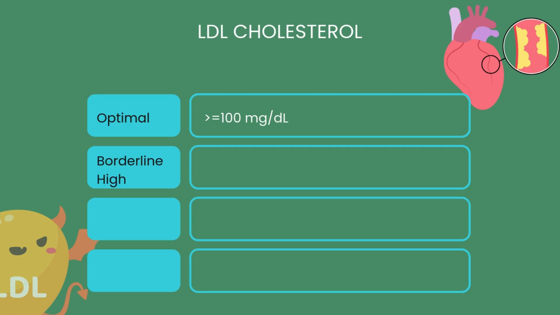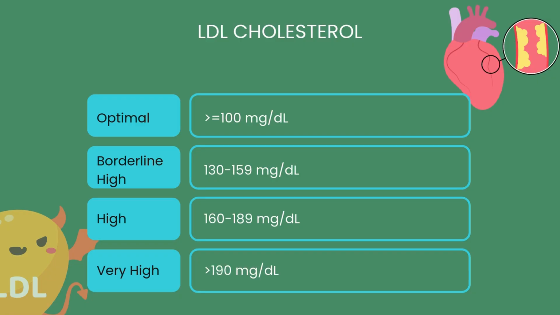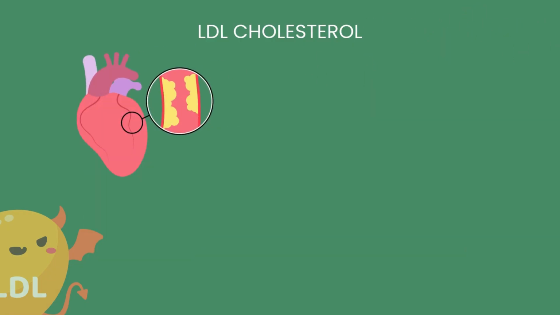Borderline high is from 130 to 159 milligrams per deciliter, high is 160 to 189 milligrams per deciliter, and very high is 190 milligrams per deciliter or more. For people with existing heart disease or high risk, lower LDL targets may be set, sometimes below 70 milligrams per deciliter.